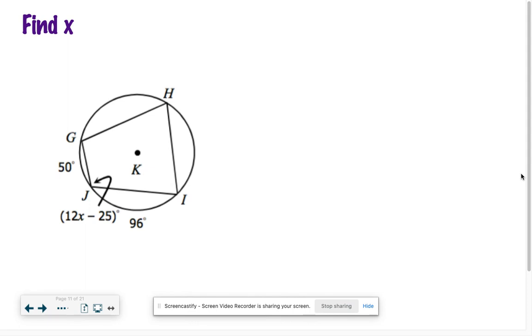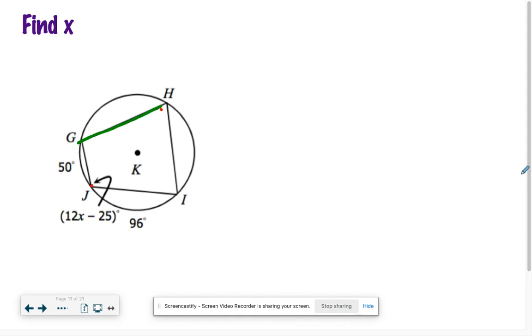Okay, so let's see here. We have a quadrilateral, right? So we know that opposite angles are supplementary. So I know that J and H are going to add to 180. However, we don't know what H is. So you've got to think, how are we going to figure this out? Well, again, I hope you're being observant and making some connections here.